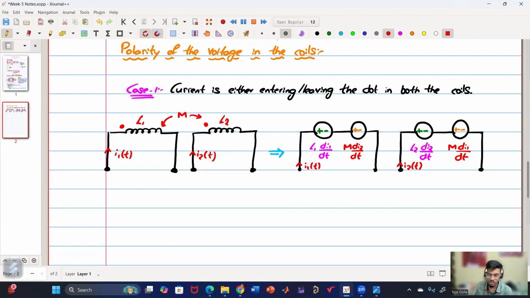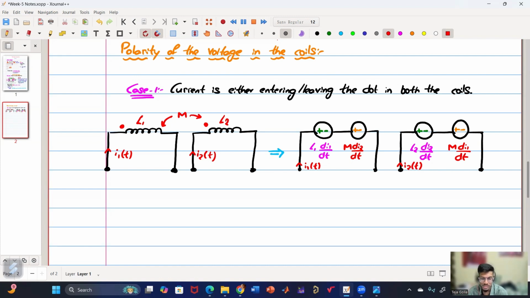Any doubts before we proceed to the other case, or let me just repeat. There are two cases. In the first case, current is either entering or leaving the dot in both the coils. In this case, current is entering the dot in both the coils. In that case, every time you have to draw the voltage sources. There will be two voltages, one because of the self inductance, the other one because of the mutual inductance.